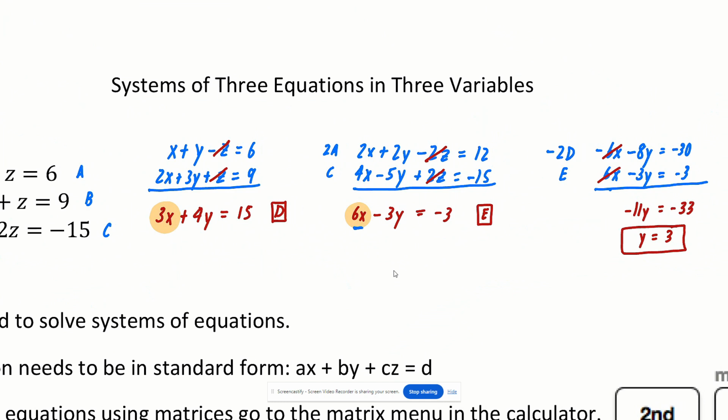Okay, so I'm going to use a different color. I'm going to go 6x minus 3 times 3, that's the value of y for this equation, equals negative 3. Now that's 6x minus 9 equals negative 3. I'm going to add 9. What's negative 3 plus 9? 6. I'm going to divide by 6, so x equals 1. So I now have x and y.